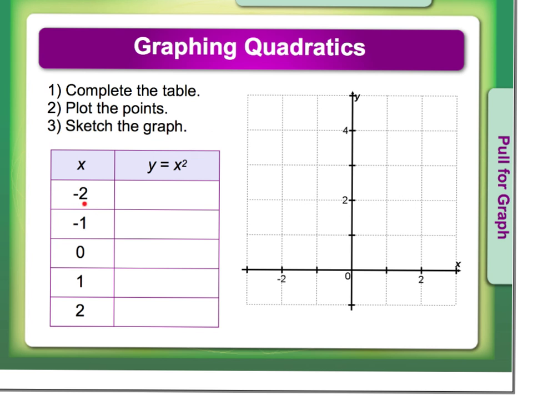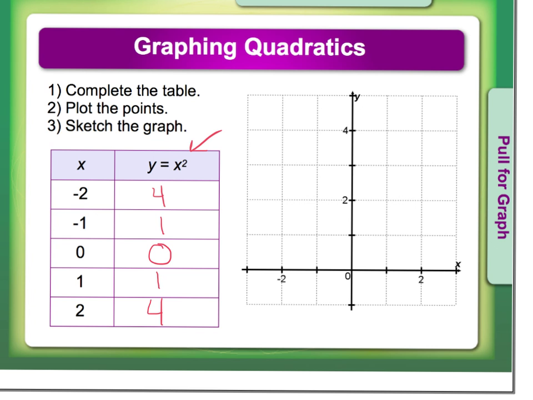If I put in a negative 2 in for x and square it, remember all of negative 2 gets squared, and so you end up with a positive 4. If I substitute a negative 1 in for x and take a negative 1 times the negative 1, you get a positive 1. Putting a 0 in gives me a 0 out. Putting a 1 in and squaring it gives me a 1 out. And putting a 2 in and squaring it gives me a 4.